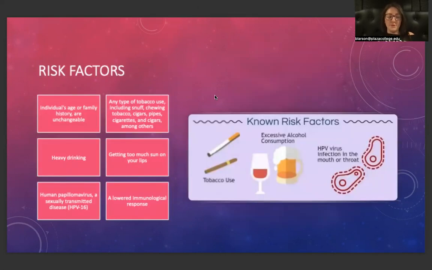Some risk factors can contribute to a patient contracting oral cancer. The individual's age or family history are something that are not changeable for the patient. Any type of tobacco use, including snuff, chewing tobacco, cigars, pipes, cigarettes, amongst other tobacco products. Heavy drinking, getting too much sun on your lips without using SPF. HPV 16 is actually a known risk factor for it as well, and a lower immunological response.